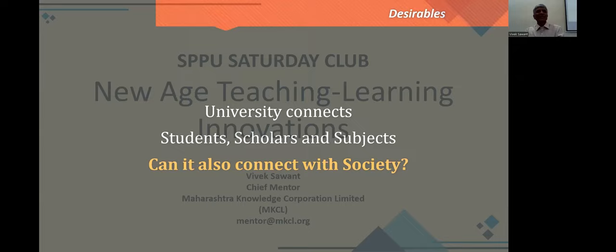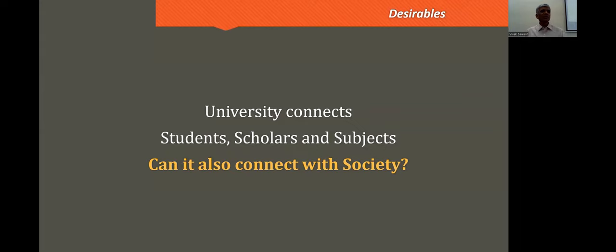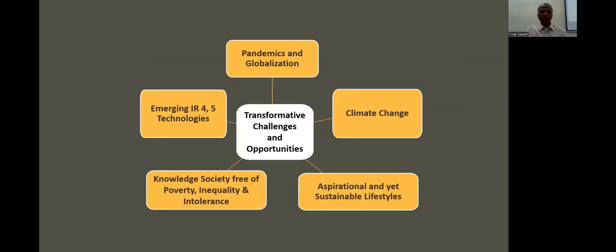This is a classical definition of a university, that it connects students, scholars, and subjects. But the challenge before us today is, can it also connect with society? This department is a classic example of that. Similarly, there is another classical vision about university, and that is like this.